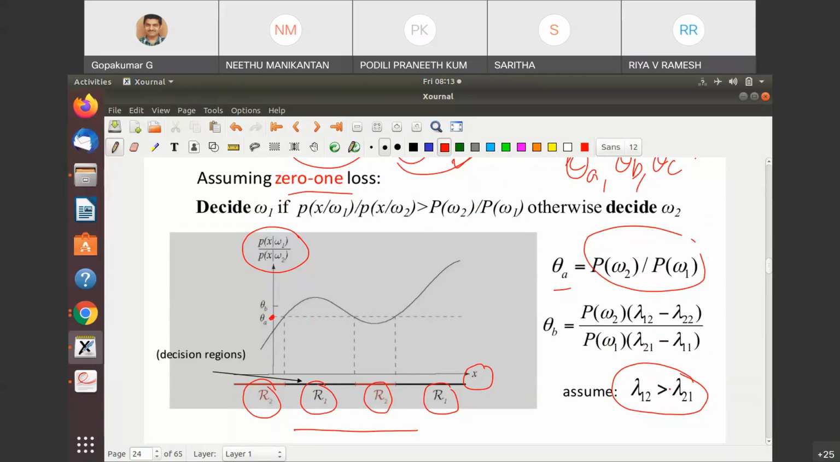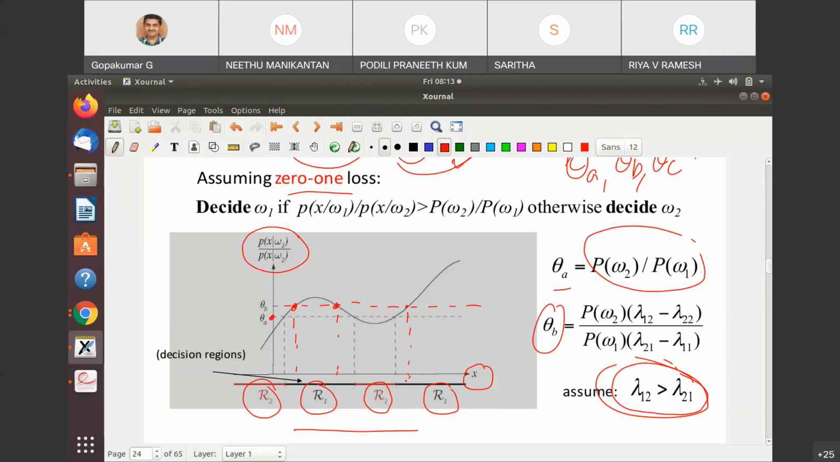And suppose we assume this particular relation and we define theta b. In that scenario, if you draw the line for theta b, similar to theta a, we can see that the R1 region is going to be reduced. So the line will be something like here, and it will be here. Similarly, this line is also shifted to this line. So we have more points defined as W2. Accordingly, that threshold is varying.